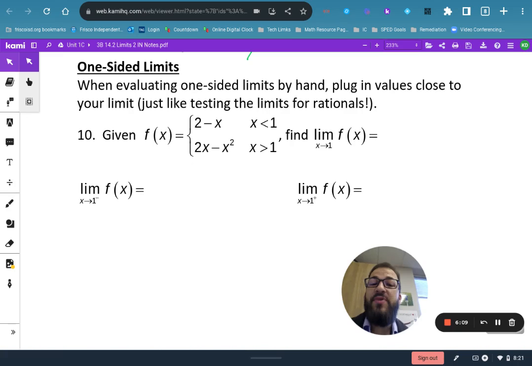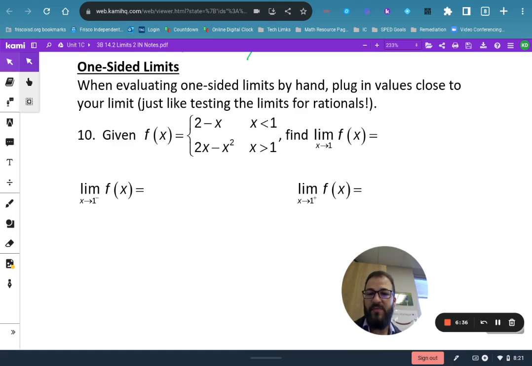So our last one is number 10. For number 10, we're evaluating one-sided limits algebraically. Remember, with one-sided limits we're considering just approaching from the left or just approaching from the right. We want to know what's going on with the function at that value of 1, even though we might not actually have 1 in the function, we might not be able to plug in 1. Various different things could be limiting us from plugging in that actual value of 1.